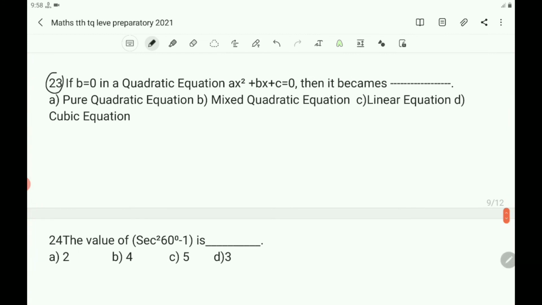Next, question number 23. If b equals 0 in a quadratic equation ax square plus bx plus c equals 0, then it becomes. Here if b equals 0, this part will not be there. You will get the quadratic equation which is in the form of ax square plus c equals 0. So then it becomes a pure quadratic equation. If the b value is not equal to 0, then it becomes a mixed quadratic equation. So here, if b equals 0, it becomes a pure quadratic equation.